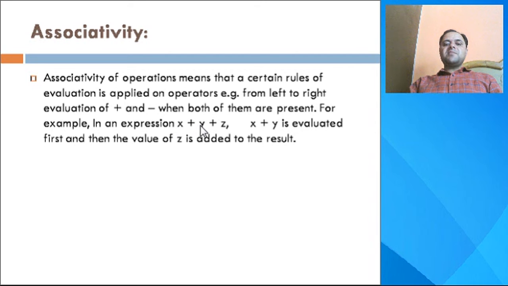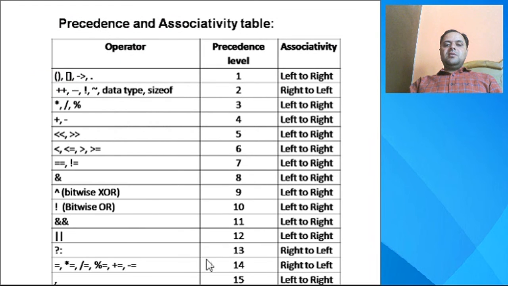So for example, we have x plus y plus z. We will evaluate x plus y, and then we will add the value of z to the result of x plus y. So this is associativity. Associativity means when we have more than one operator having the same precedence, then we evaluate the expression from left to right or right to left. This is called associativity. So here we have a table of precedence and associativity.